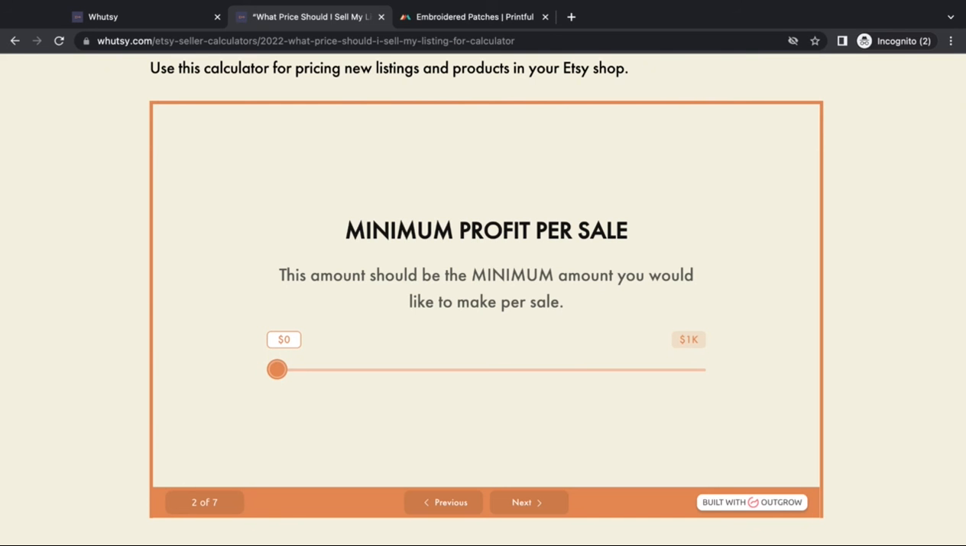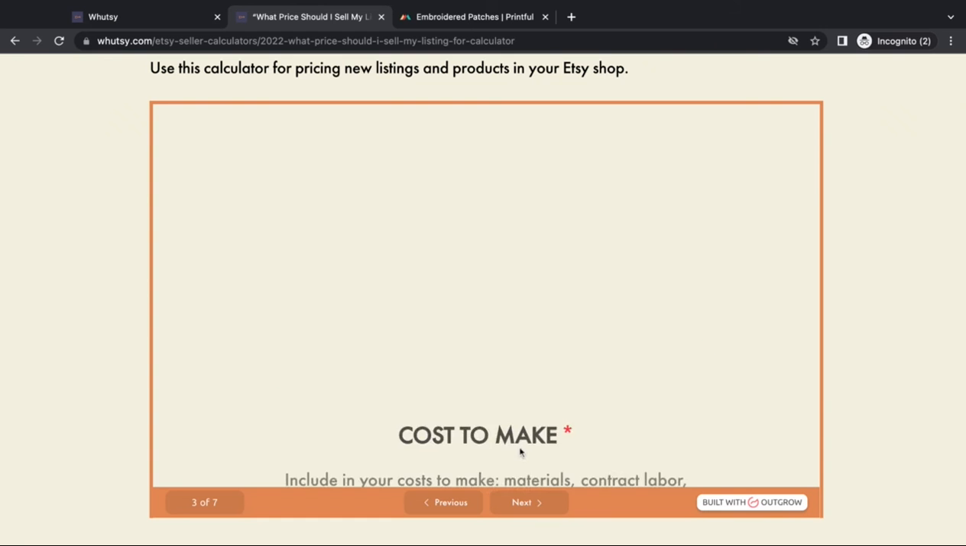Okay, and that's going to average over time, because we know not everyone clicks through an offsite ad. What we want to do is just avoid that potential of losing money when someone buys through an offsite ad. Okay, and that's what this calculator does. So for this patch with a little bit of personalization, I'm going to say something like $3. I can always adjust as needed. Okay, and then we click next.